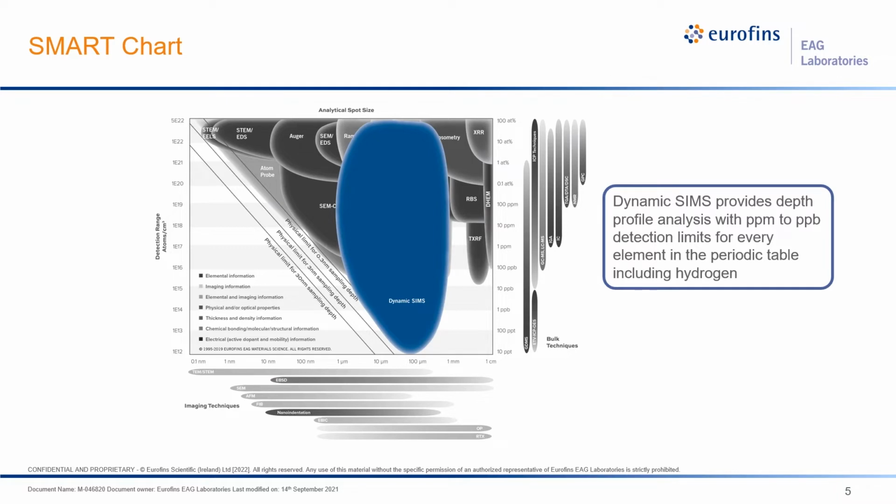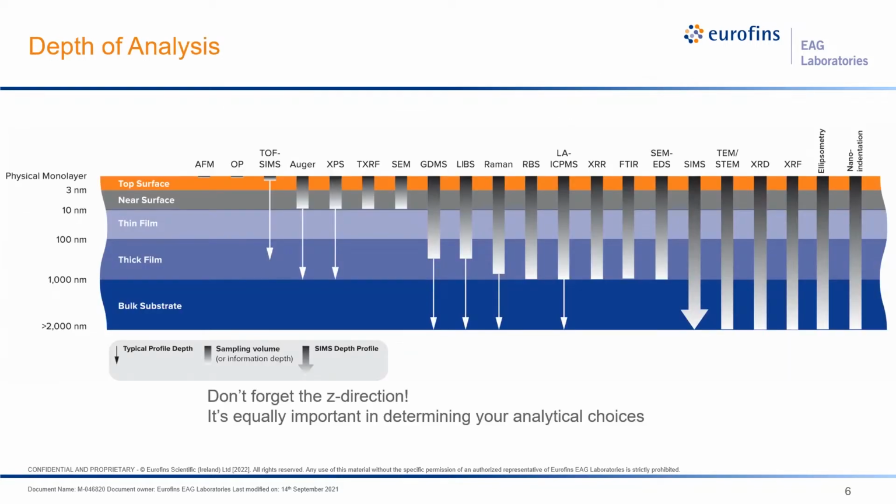As you can see, it has the highest dynamic range of concentration detection, from atom percent level to parts per trillion level. And SIMS can measure all the elements in the periodic table, including hydrogen, which makes it a special technique. But there's one other benefit to dynamic SIMS, and it is the depth distribution measurement capability.